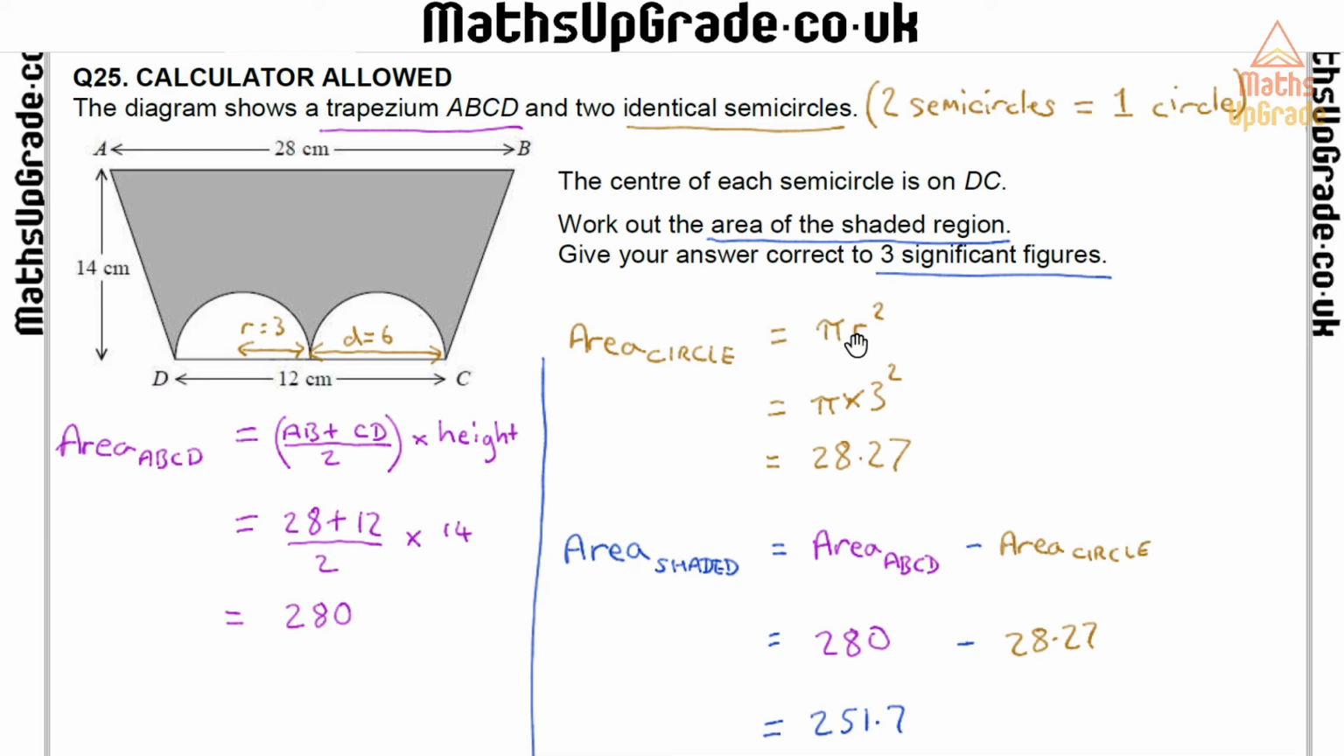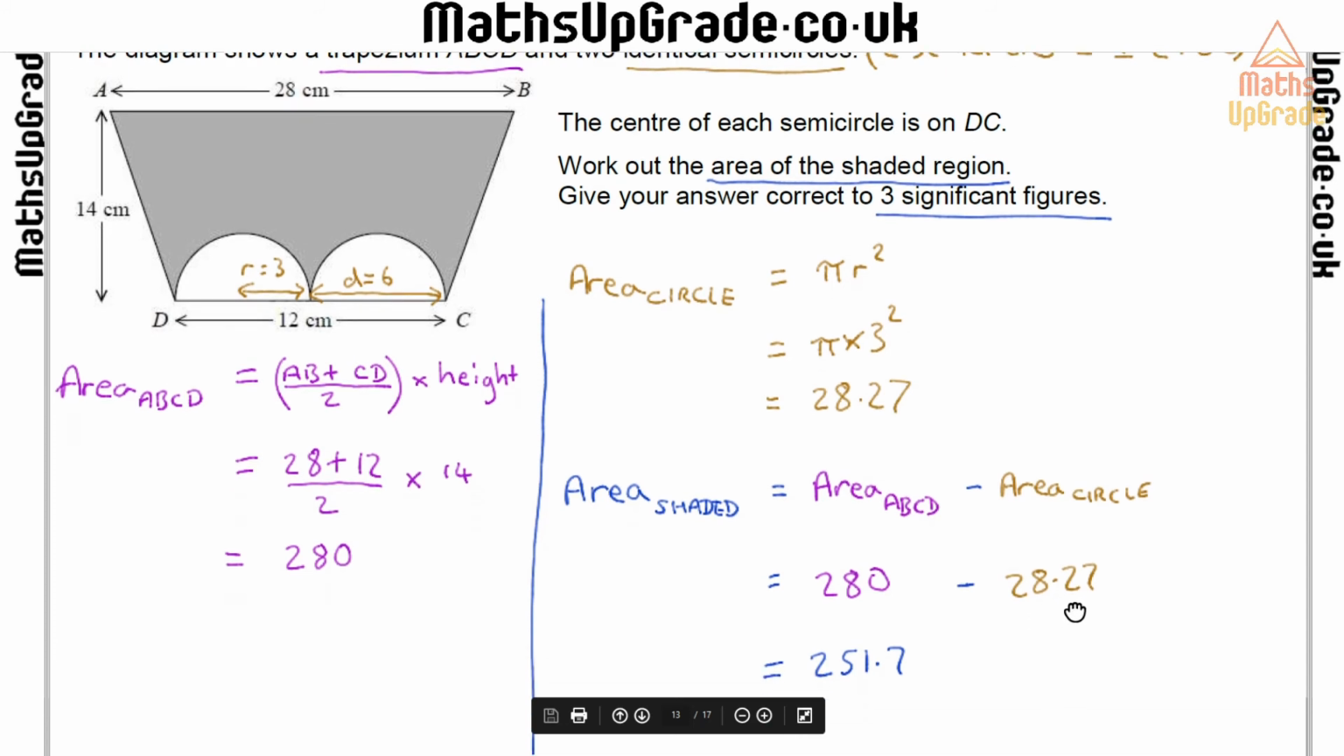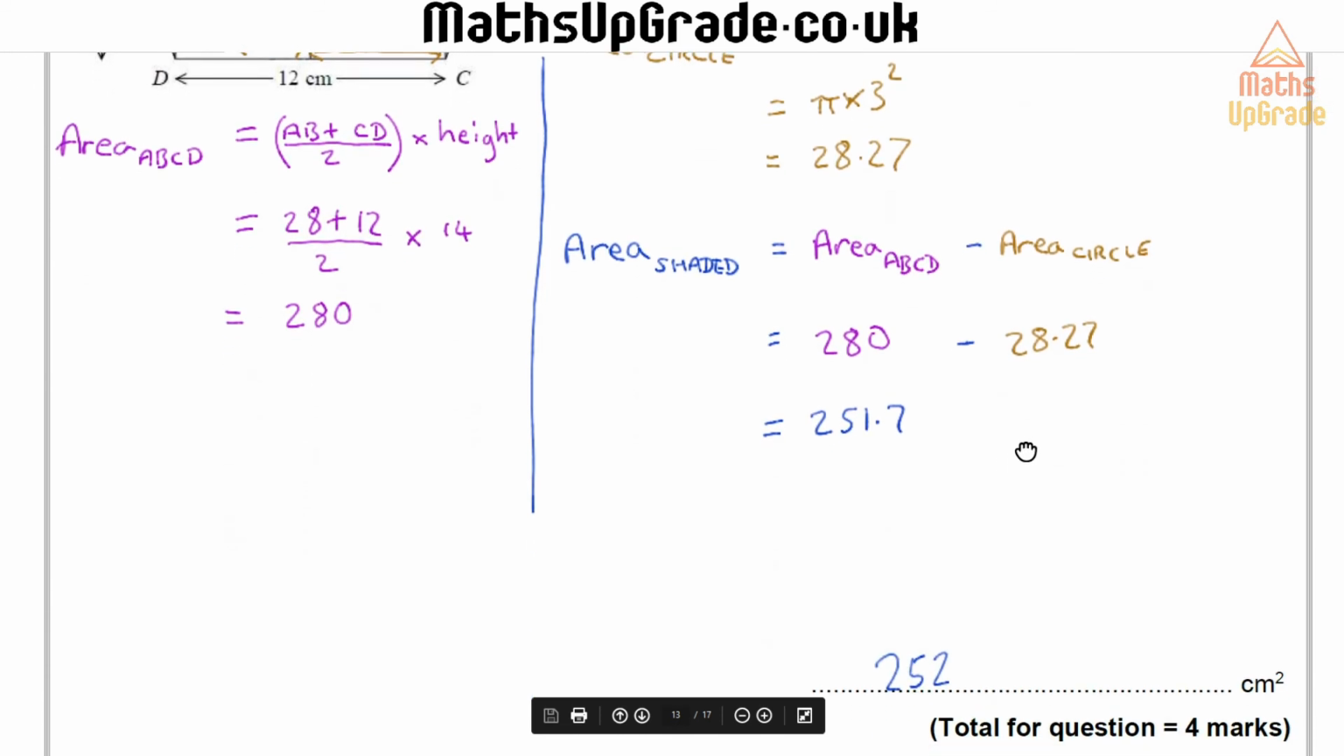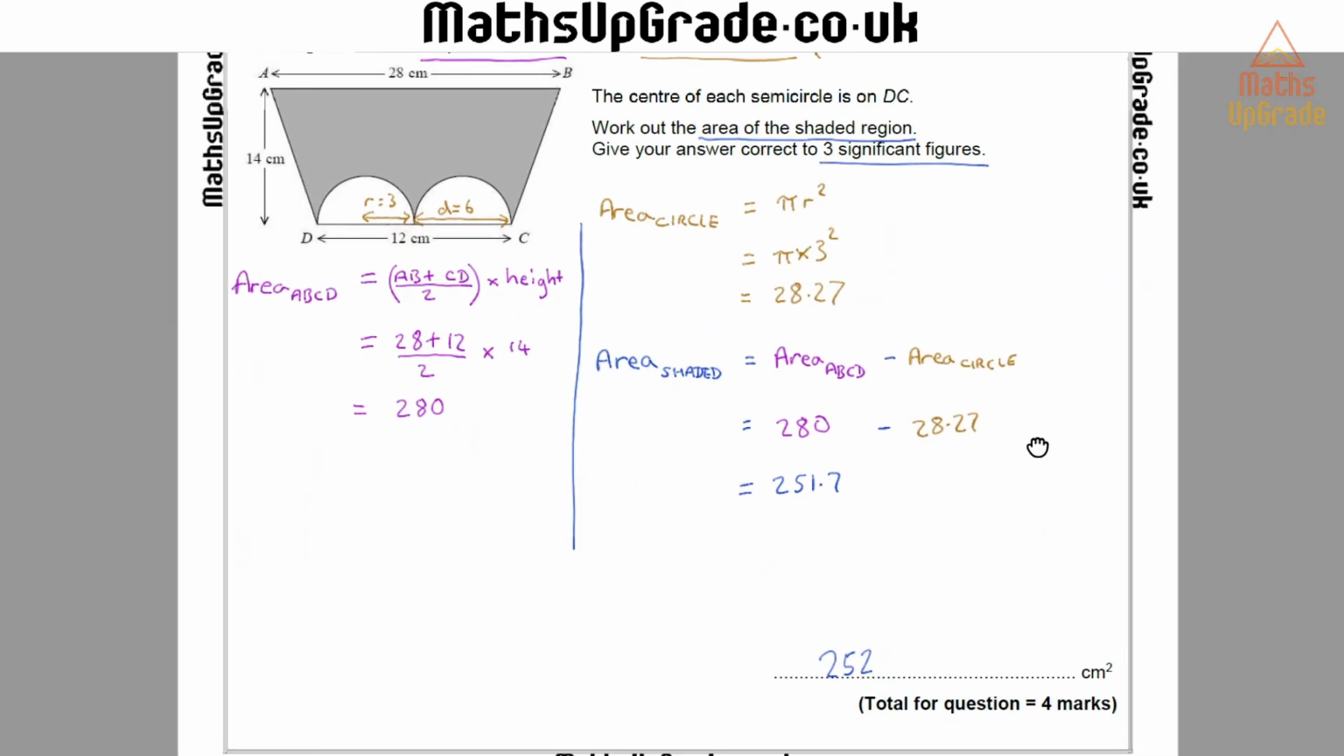But the area of a circle is given by pi times radius squared. So pi times 3 squared. 3 is the radius. That gives me 28.27. So that's the area of this whole white region here. To find the area of the grey shaded section, I can just do the area of the whole trapezium, 280, subtract 28.27, which gives me 251.7. So to 3 significant figures, that would be 252, and that would be 4 marks for that question.